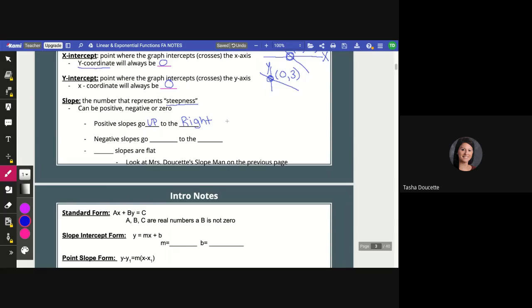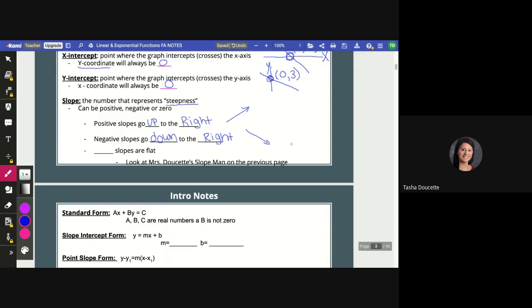Okay, so it's going up to the right. A negative slope is going down to the right. So again, that's going down to the right. Right, so up to the right, down to the right.